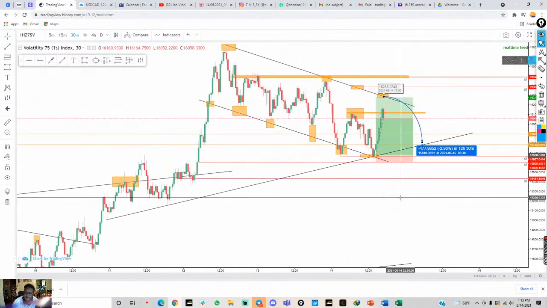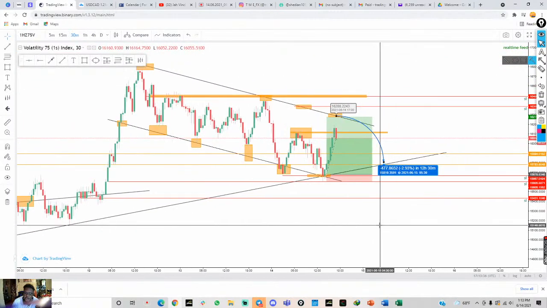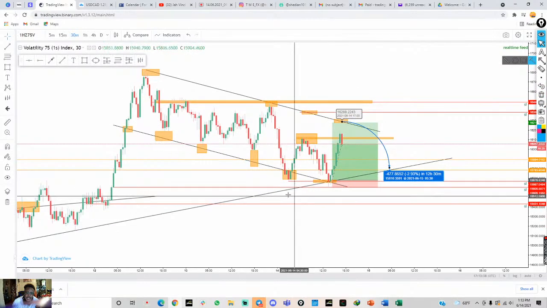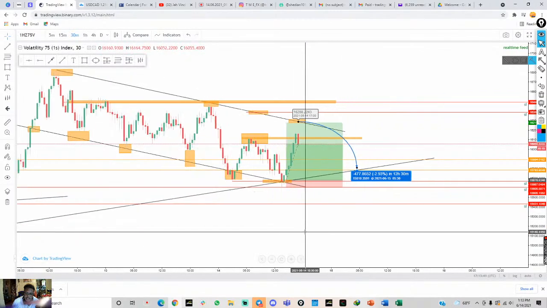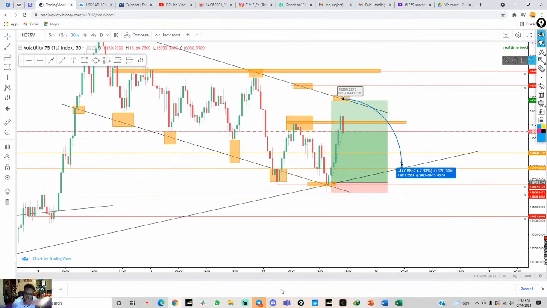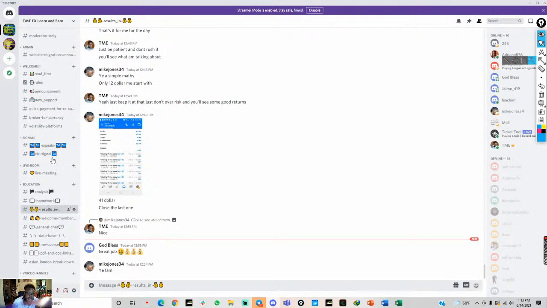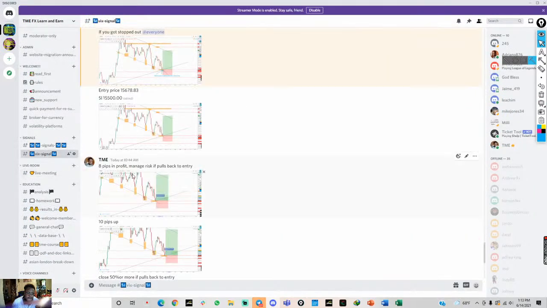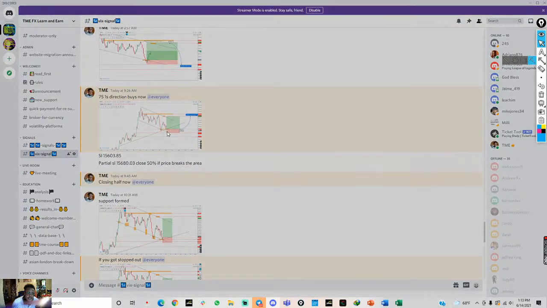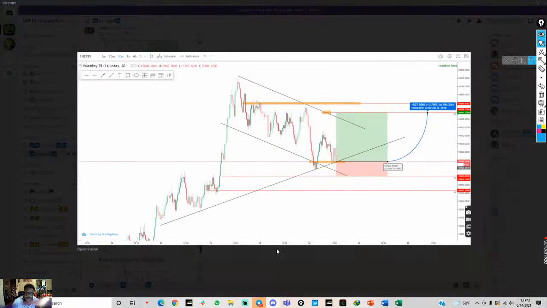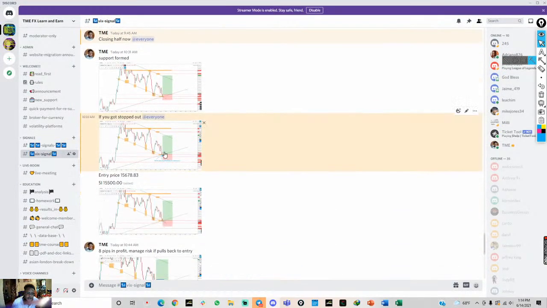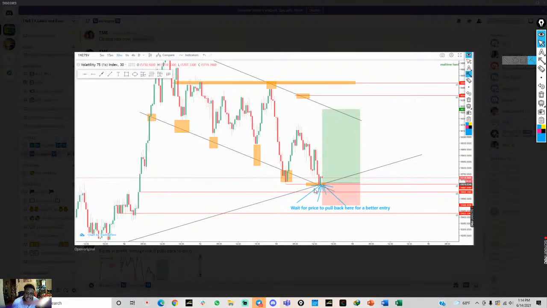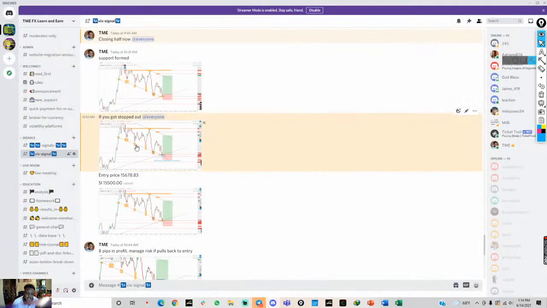After you spend sufficient time practicing, going over the strategy over and over, you can identify the probability and also the flaws within that strategy. So this was sent in the premium group, guys. This was the first entry. Didn't get stopped out on this entry because the result was actually posted, and we came down, and this was the second entry. Wait for price to pull back here for a better entry, and I got in on this.